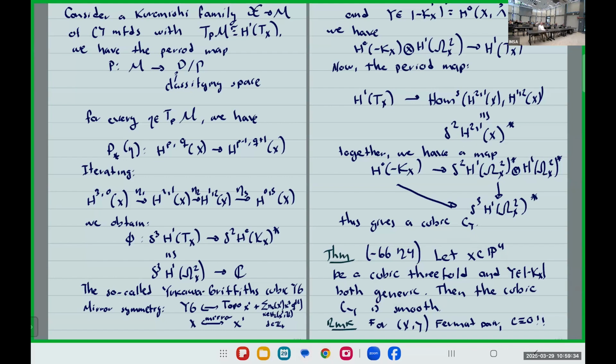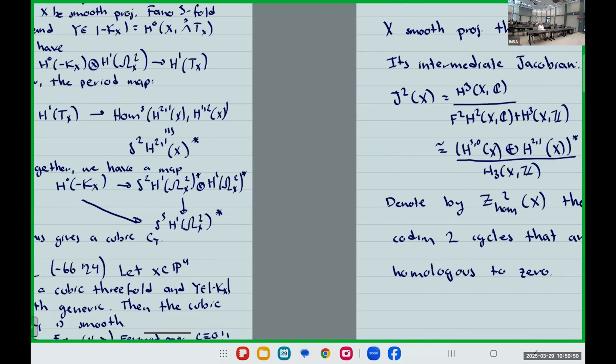So a naive question that we could ask is, in the classical case, this cubic is related to mirror symmetry and enumerative questions. So the first question should be, is this cubic that we are obtaining here also related to some enumerative type of questions? We don't have an answer to this, but I expect that it should be the case. Any questions?